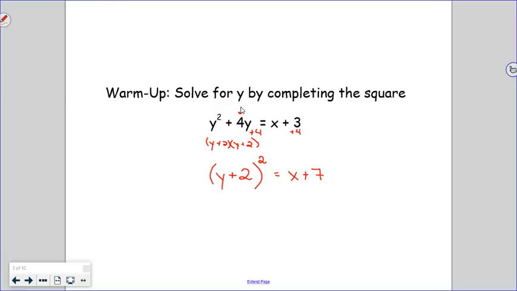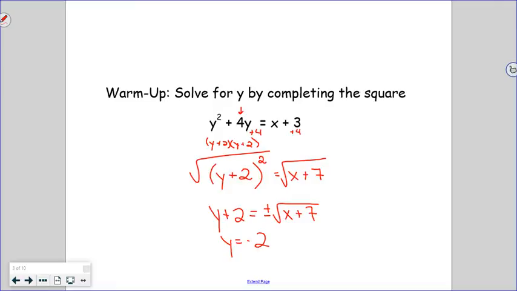We do this because I can then, using this method, solve for y by square rooting both sides. I have to remember my good algebra that when I square root, I get plus or minus. And then to solve for y, I would subtract 2. And we would be done.